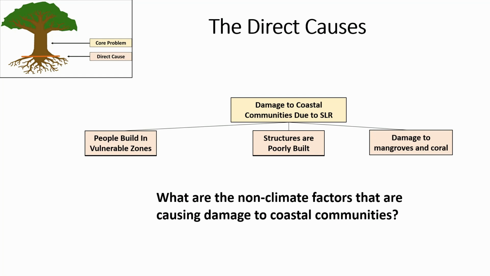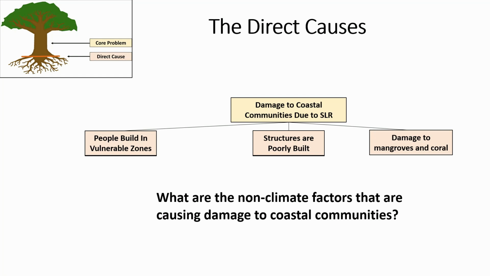Then we've got structures are poorly built, right? In many places, especially in low-lying areas or in dangerous areas, people build their houses using substandard construction techniques. So if structures are poorly built, would that lead to damage to coastal communities from sea level rise? And again, I think that we can agree that the answer to this is yes.